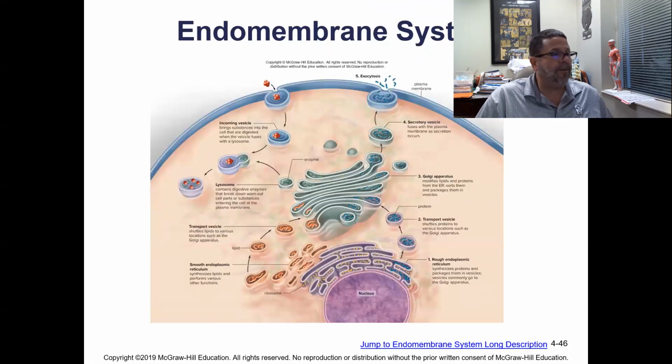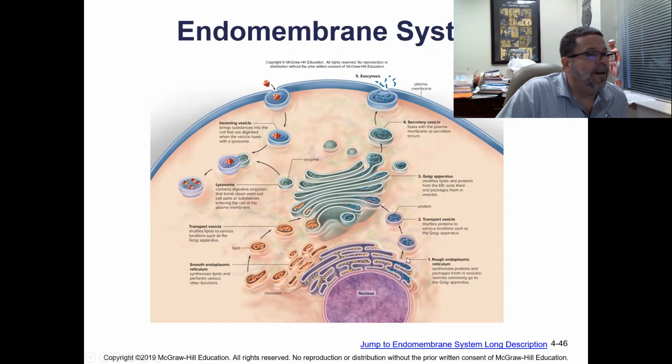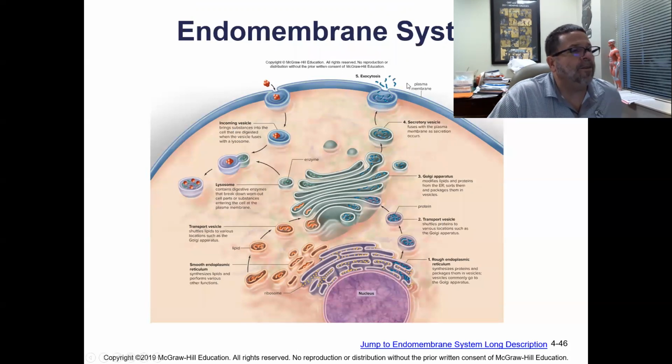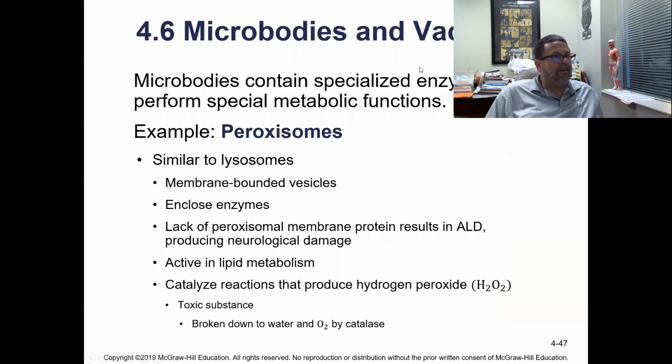Here's another overview of how these products are made. Proteins are made here in the rough ER, lipids in the smooth ER. Put it all together, bam, bam. Here's a lysosome breaking something down, and a particle being brought in, so lysosomes carry out intracellular digestion. And here are secretory vesicles carrying things out of the cell.